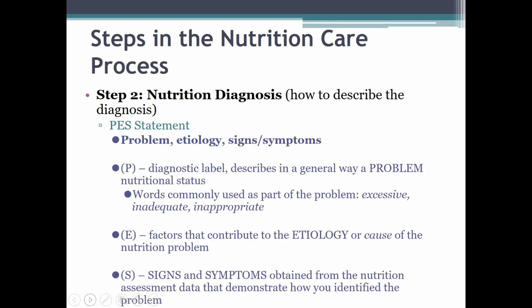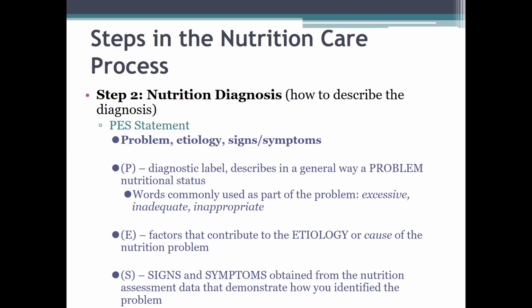So that's all well and good, but the way you word the nutrition diagnosis is usually what drives students crazy. So the nutrition diagnosis, the wording of it is something that we call a PES statement. So when I ask you, what's the nutrition diagnosis for this patient, or write a nutrition diagnosis, what I'm telling you to do is write a PES statement. You don't just get to write one word, you have to write an entire statement. So P stands for problem, E stands for etiology, and S stands for signs and symptoms.